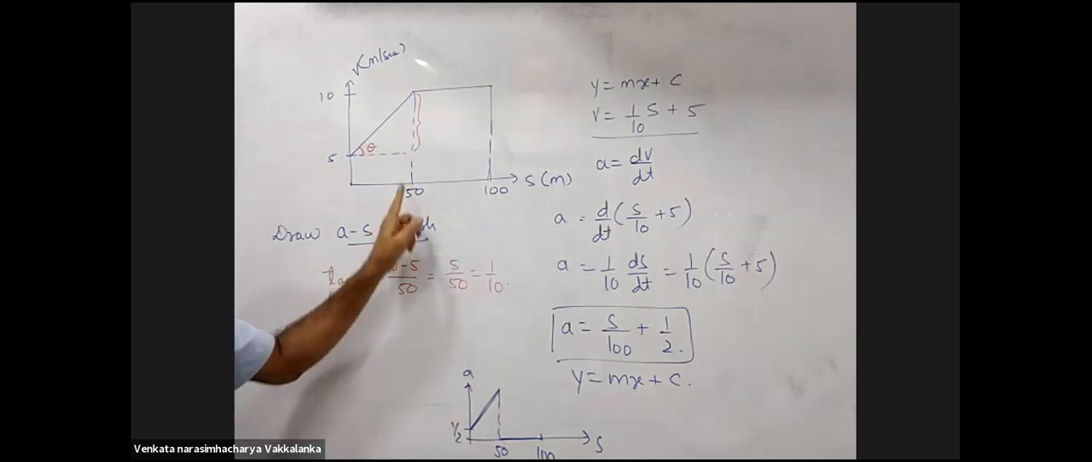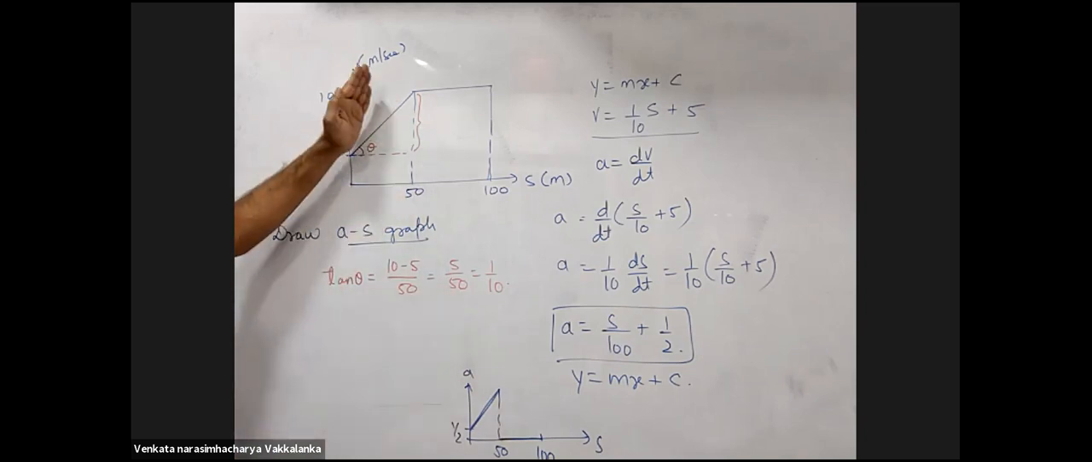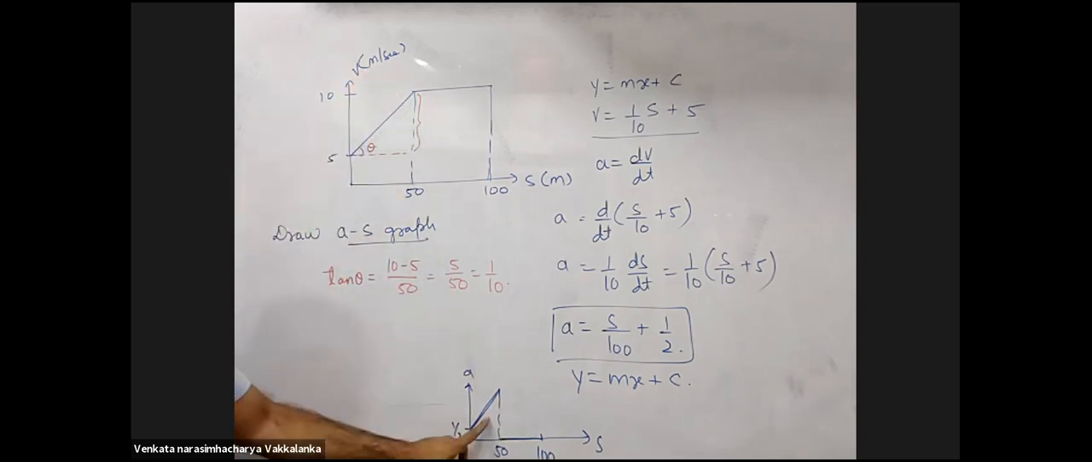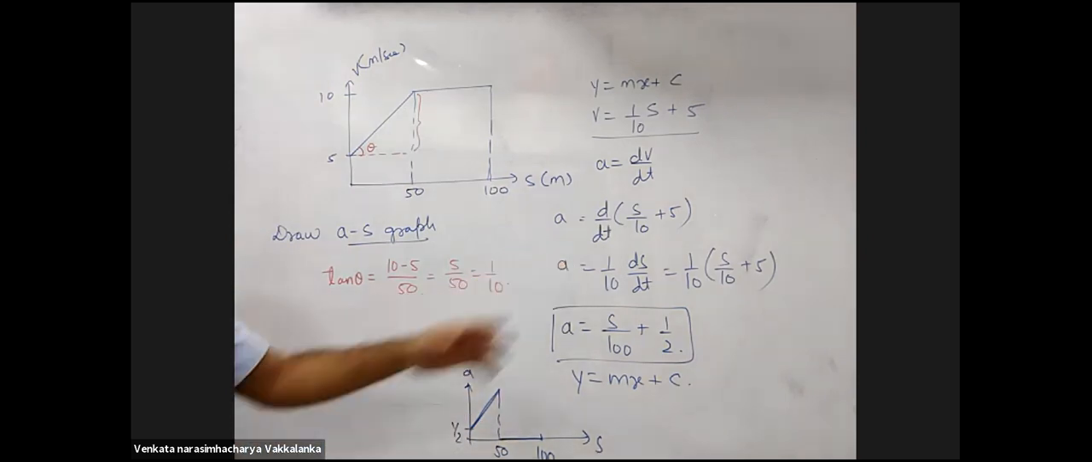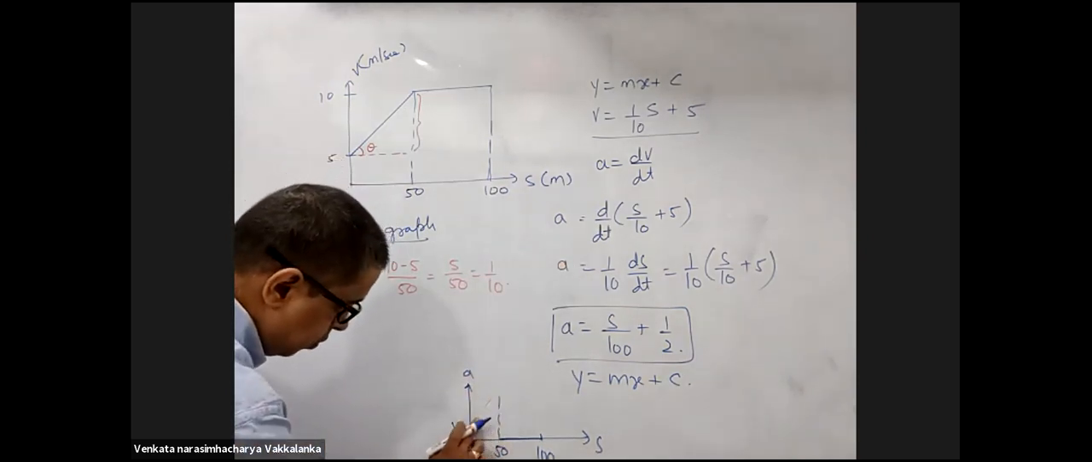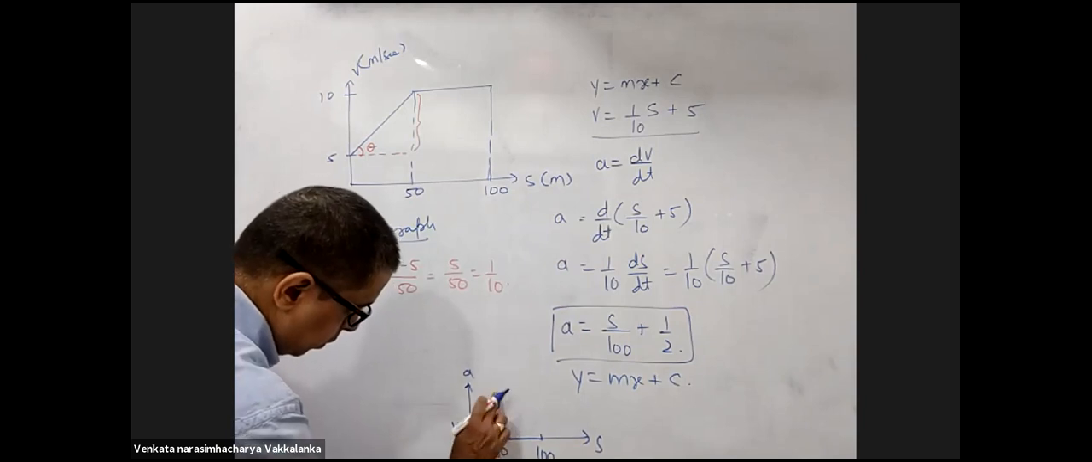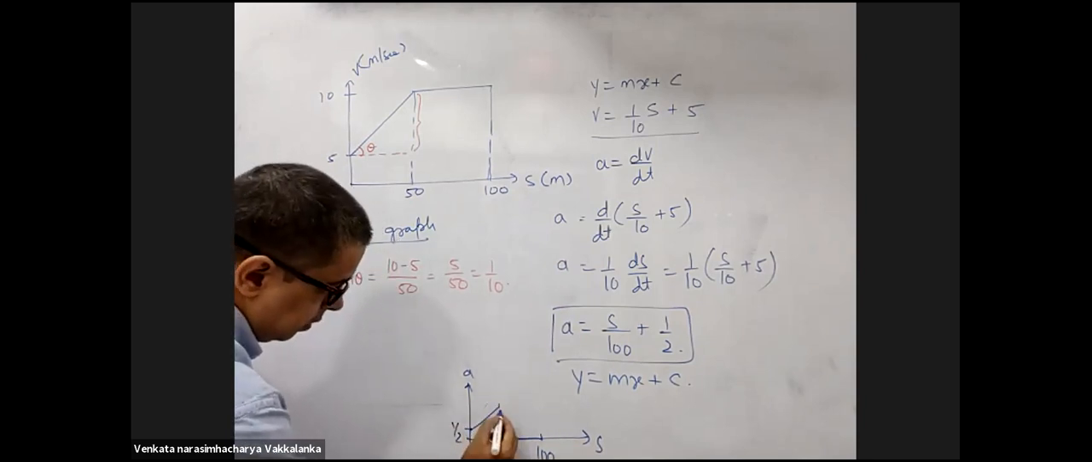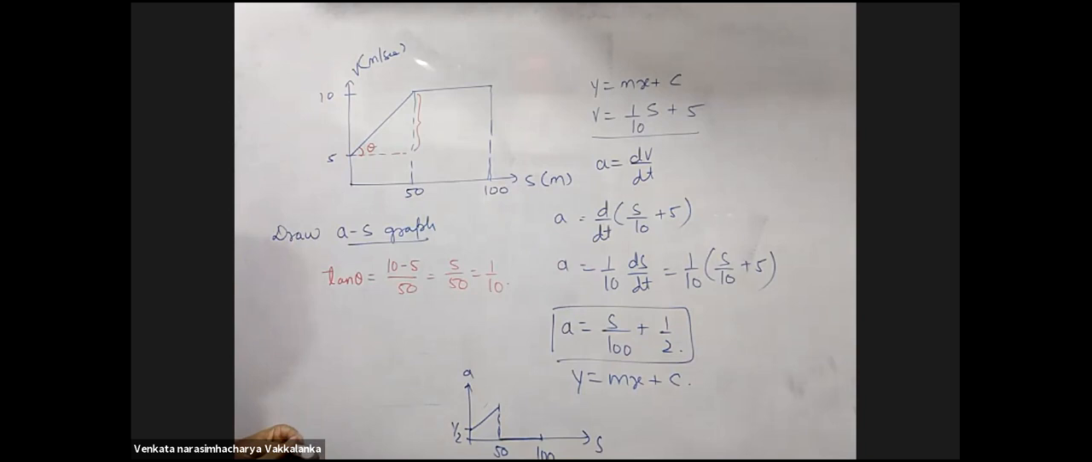So till the 50th second, the line will be much less steep than this. Here the steepness was 1 by 10. Now it is 1 by 100, less steep. Slope is 1 by 100. From 50 to 100, you are getting acceleration is 0.